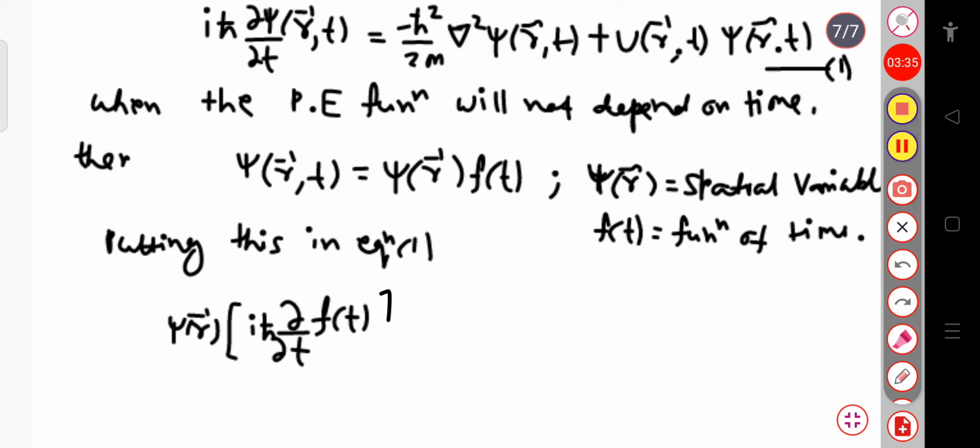f of t. And that is equal to minus ħ² divided by 2m, and here also I will write ∇² psi of r,t. Del is the operator, so let me write del equal to ∂/∂x i cap plus ∂/∂y j cap, and so on. And if I write del squared, then this is simply ∂²/∂x² plus ∂²/∂y², and so on.